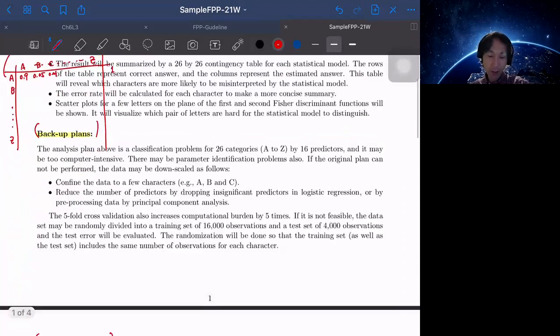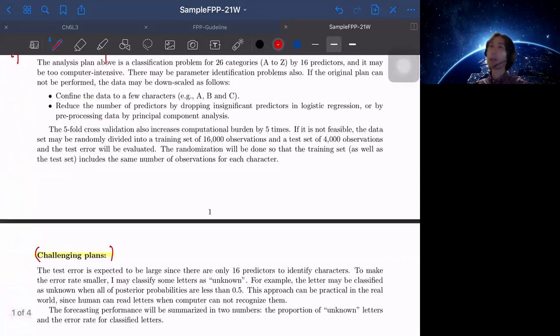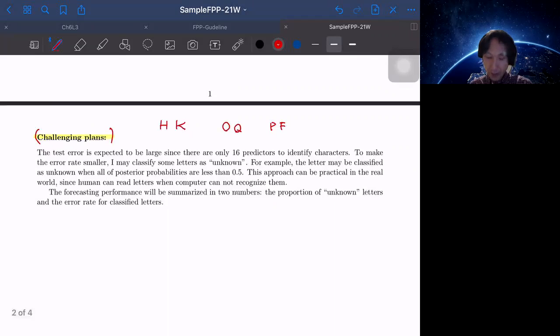Yeah, so you can develop a plan. Maybe A and B are not too hard to distinguish, but for example, maybe H and K may be similar, right? Or maybe O and Q are similar, or maybe P and F are similar. So you can think about it if you want to pick some specific letters rather than all 26 characters.